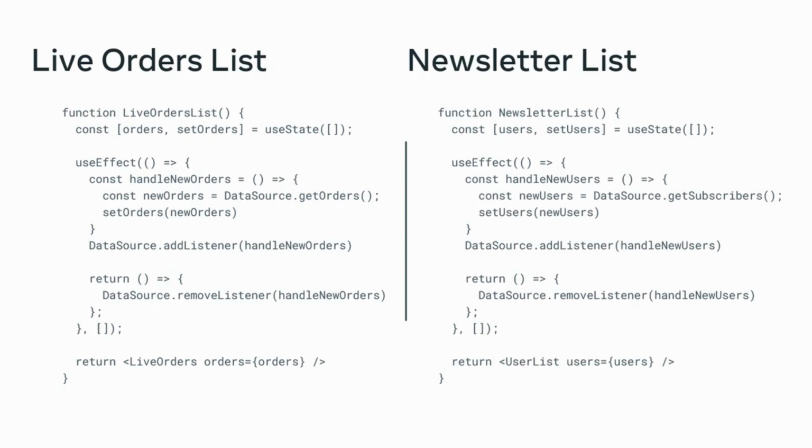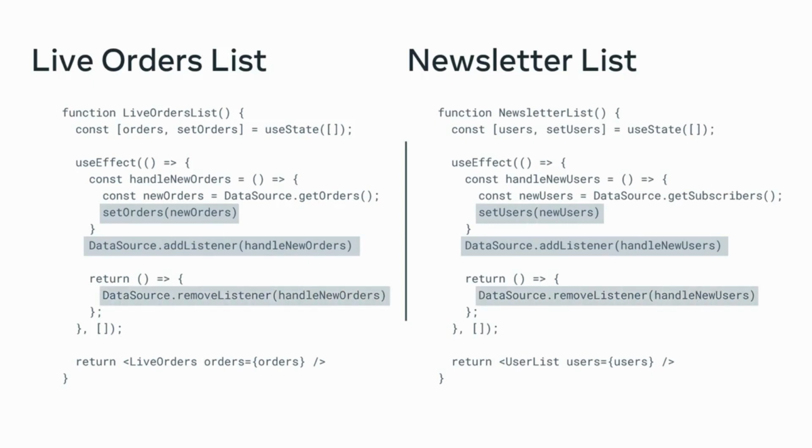Upon examination, they both add a change listener to data source on mount, set new state whenever the data source changes, and remove the change listener on unmount. You can imagine that in a large app, this same pattern of subscribing to data source and setting local state with new data will occur over and over again.